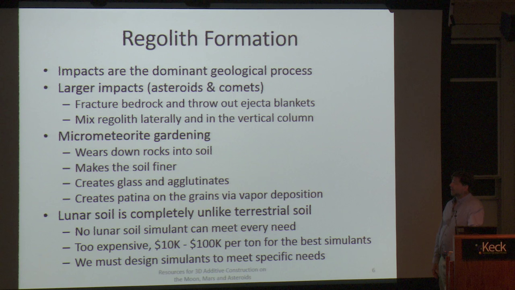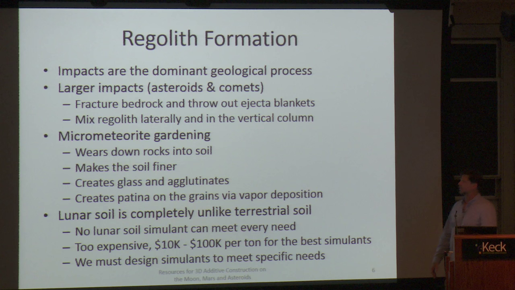Larger impacts, asteroids and comets, fracture the bedrock and throw out ejecta blankets, and it mixes the regolith both laterally and in the vertical column. Because of this lateral mixing, anywhere you go on the Moon and grab a handful of soil, you will have soil particles from every part of the Moon. It doesn't thoroughly mix the entire Moon. If you look, you'll see dark spots and bright areas. But there are some particles in every part of the Moon from every part of the Moon because of the lateral mixing.